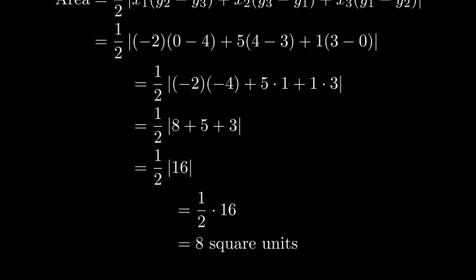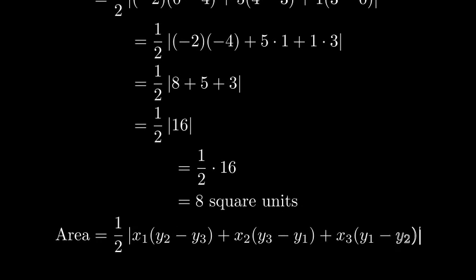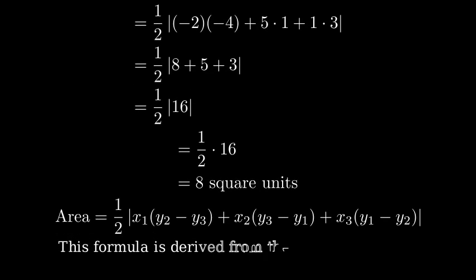Let's discuss an alternative formula that you might find useful. The area of a triangle can also be expressed as 1/2 times the absolute value of x1 times (y2 minus y3) plus x2 times (y3 minus y1) plus x3 times (y1 minus y2). This formula is equivalent to the determinant form we saw earlier.